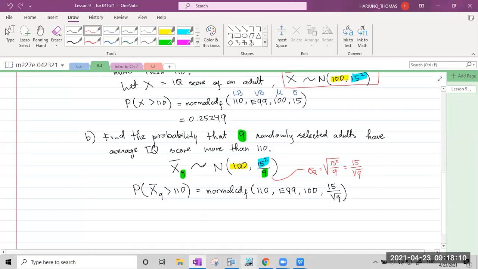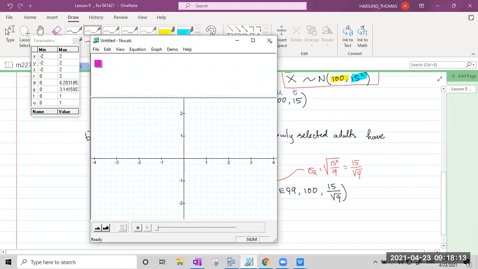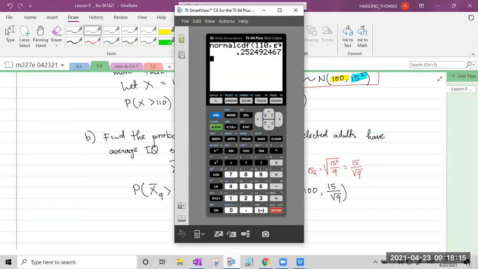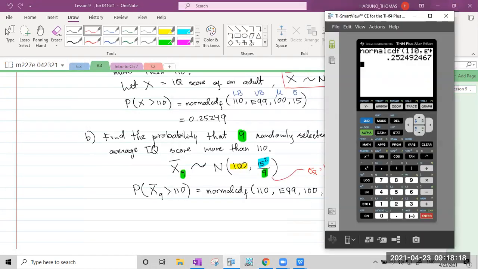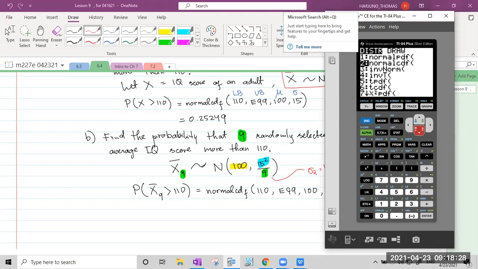Okay. Then when I use my calculator, oops, sorry, not this one. Am I sharing the correct one? When I use my calculator, that will be normal CDF, lower bound 110, upper bound E99, the mean is 100, but the standard deviation will be 15 divided by square root of 9. The answer is 0.02275.